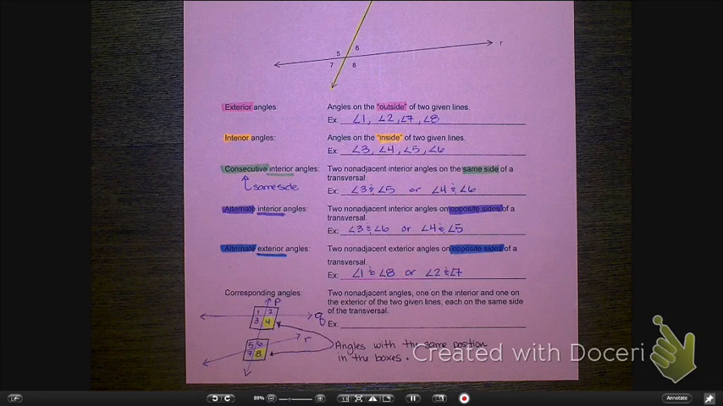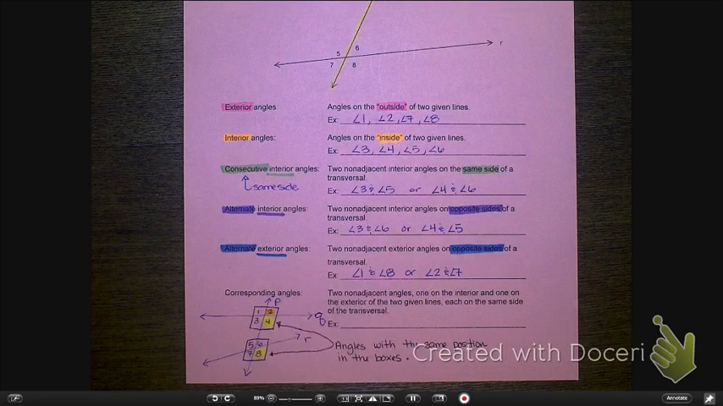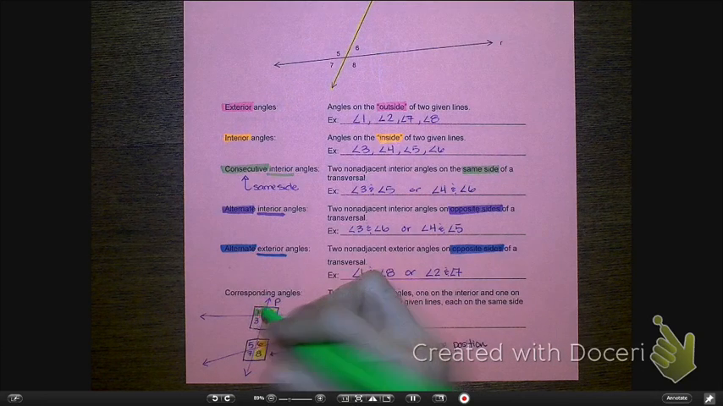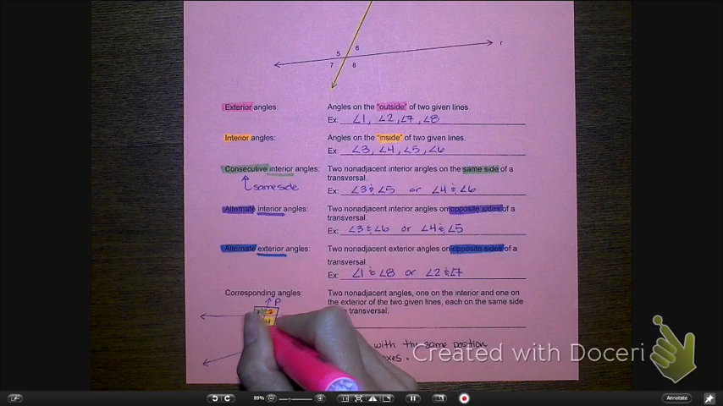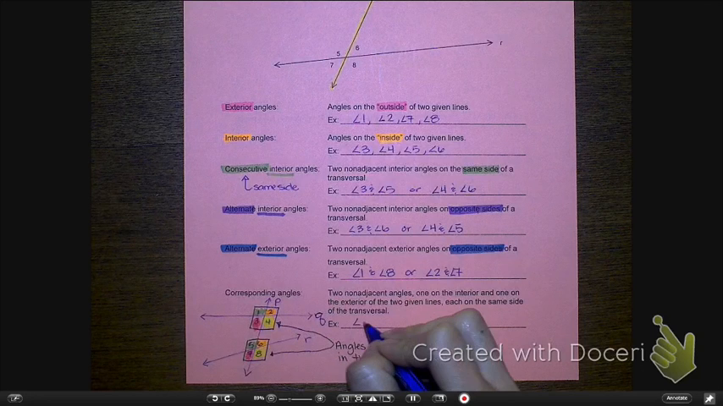Okay. So what would be the corresponding angle for angle 2? 6. It would be angle 6, right? Both in the upper right-hand corner. What would be the corresponding angle for angle 1? 5. Okay. And then what would be the corresponding angle for angle 3? 7. Okay. So let's list those sets of corresponding angles. We had angle 1 and angle 5.